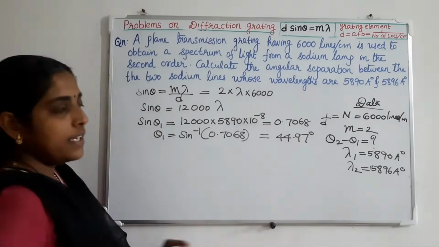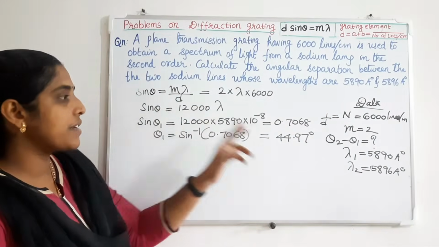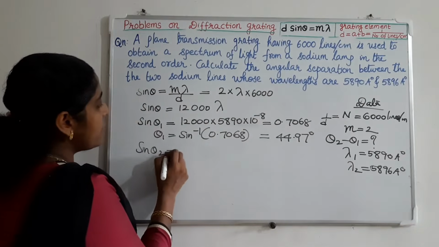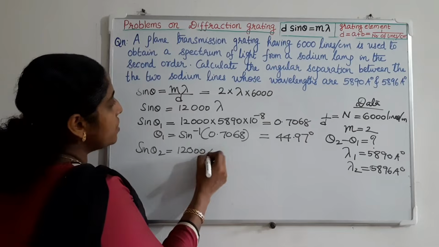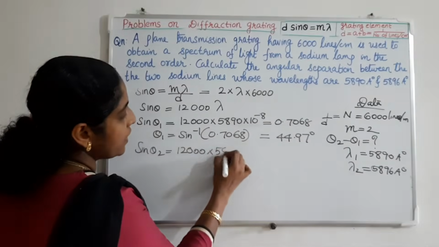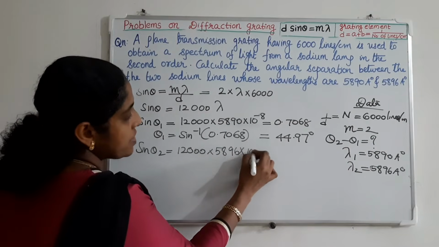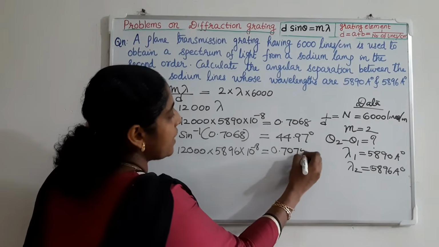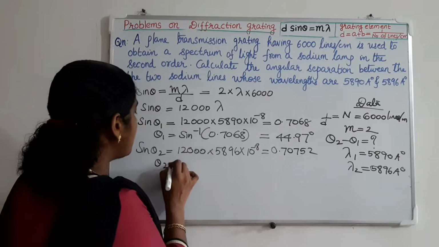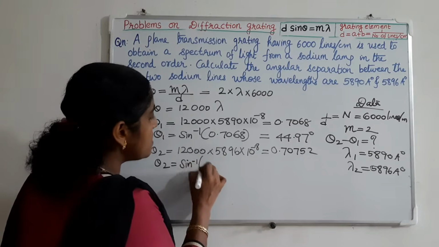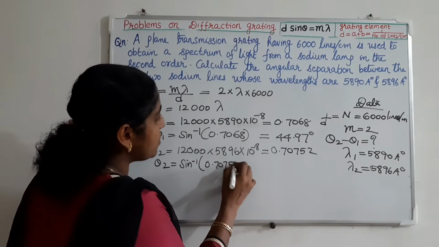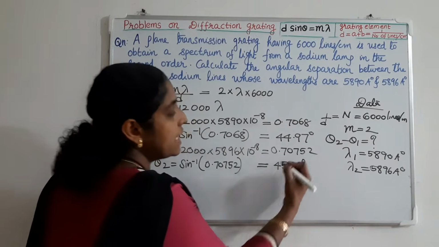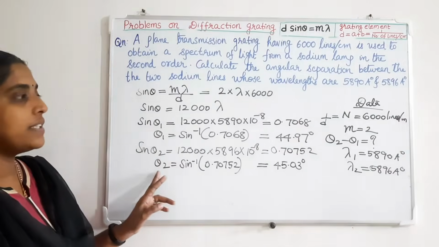That is equal to 44.97 degree. Next we can find out the angle of diffraction corresponding to the wavelength lambda 2. So sin theta 2 is equal to 12,000 into lambda 2. What is lambda 2? 5896 Armstrong, that is into 10 raised to minus 8. That gives 0.70752. So theta 2 is equal to sine inverse 0.70752, that is equal to 45.03 degree. So now we got the theta 1 and theta 2 values.